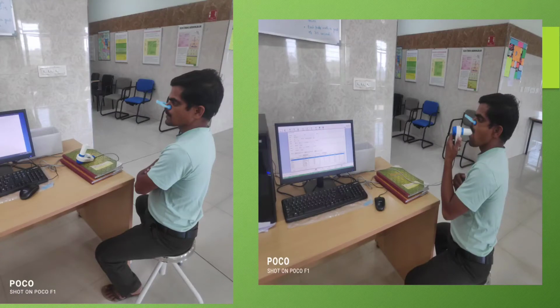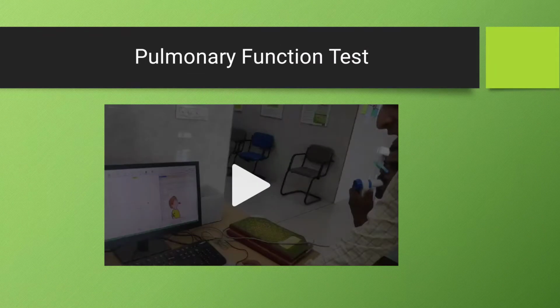So this is a test that we do in our lab. Here you can see one patient, the nose is blocked by a nose clip and the patient is attached to the spirometer. Here we ask the subject, you can see the subject exhaling forcefully and a balloon is blowing out here, and we are getting the upward curve, that is expiration. After it finishes, around 6 seconds, we ask the subject to inhale, and we will get the inspiratory curve.